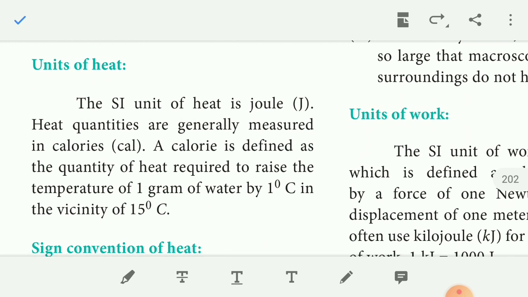The SI unit of heat is the joule, represented by J. Heat quantities are generally measured in calories, represented by cal. A calorie is defined as the quantity of heat required to raise the temperature of 1 gram of water by 1 degree Celsius in the vicinity of 15 degrees Celsius.